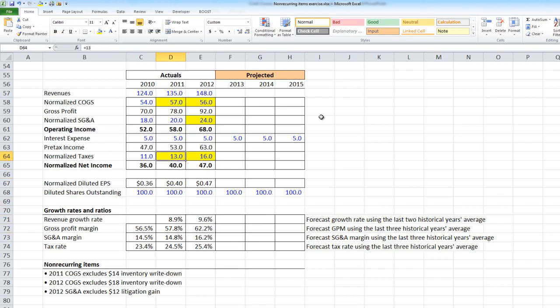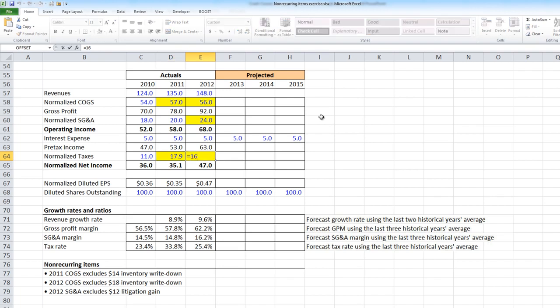The last adjustment we have to make is to normalize taxes. And what does that mean? If we are pretending like this $14 million write-down didn't happen, we should also pretend like the tax benefit associated with that write-down didn't happen. Presumably, at a 35% tax rate, taxes would have been 14 times 35% higher. If you don't have an expense, you don't have a tax deduction.